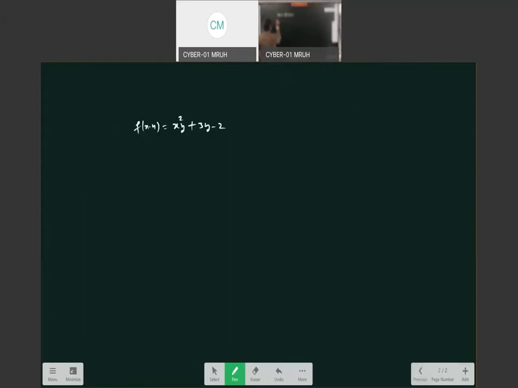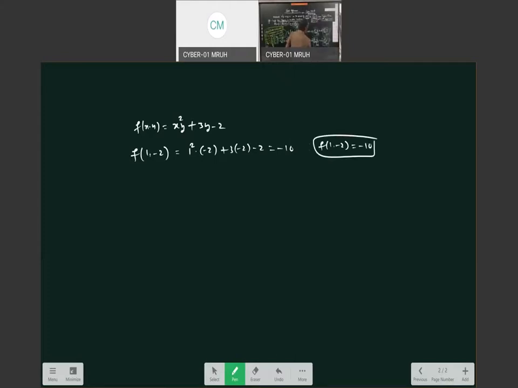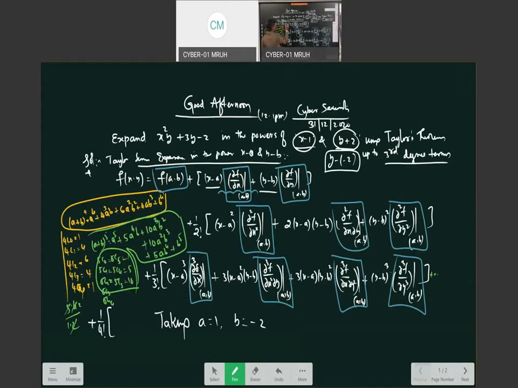Now let me take up what is f of 1 comma minus 2. I need to write f of a comma b. So that is 1 square into minus 2 plus 3 into minus 2 minus 2. The value is minus 10. Now therefore I can write f of 1 comma minus 2 is minus 10. I got one value, I highlighted. So the first value is evaluated. This is obtained. Next, let me go to the next one.